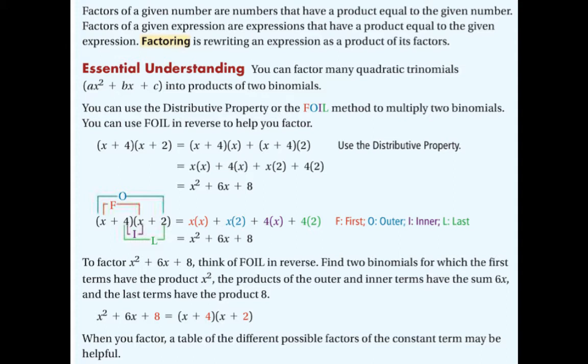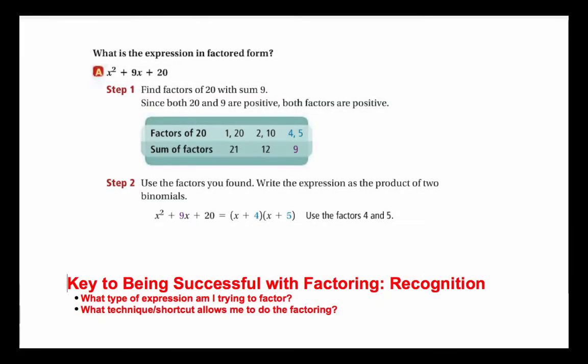To factor x squared plus 6x plus 8, think of FOIL in reverse. Find two binomials for which the first terms have products of x squared, the products of the outer and the inner terms have the sum 6x, and the last terms have the product of 8. So there you see that interpreted in terms of factoring. As these numbers, 6 and 8, are more complex and have more factors themselves, especially the 8, it may be helpful to make a table, because some of the time it's more of a guess and check method.